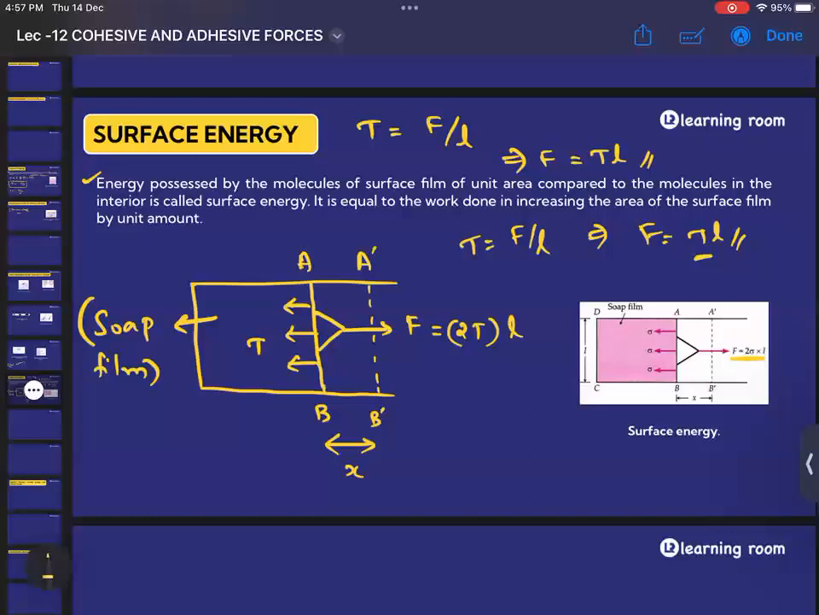Makes sense? Now, having said that, you can say that the mathematical definition of surface energy is going to be this. It is equal to the work done in increasing the area of the surface film by unit amount. Okay. Are you clear with that? Right.